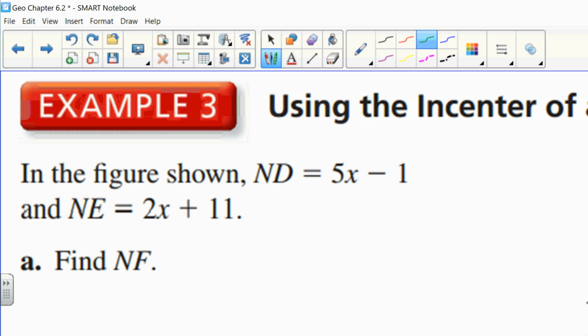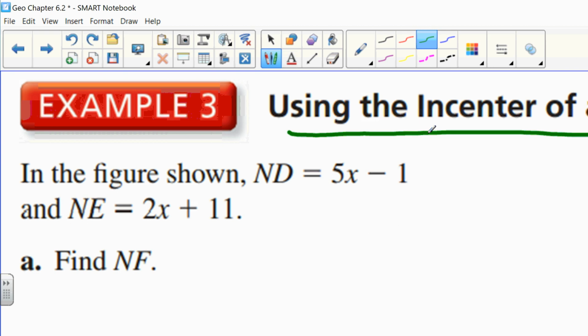Now this one here, we want to find the length of NF. Now we know that point N is an incenter, mainly because as we see at each of the angles, they are bisected, they're cut in half, because each angle on opposite sides of them are congruent. It also says up here, using the incenter. Now it did give us some information. It tells us that ND is 5x minus 1, and NE is 2x plus 11.